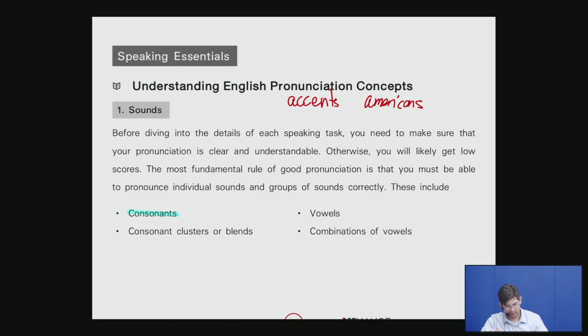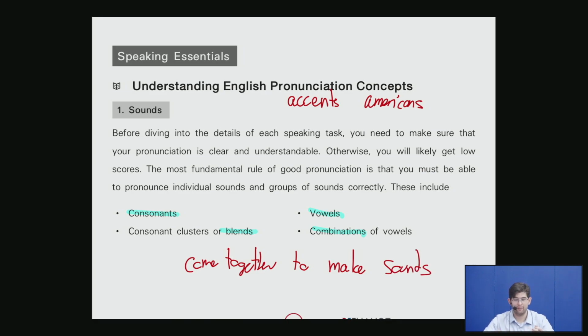While working on this, we have 4 major aspects of the language to think about. And those are consonants, vowels, and what I'm going to call blends and combinations. And what this really means is how the letters of our alphabet come together to make sounds. So every letter and every combination come together to make sounds.